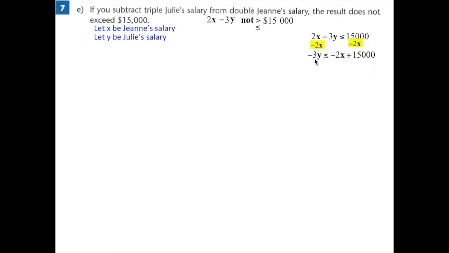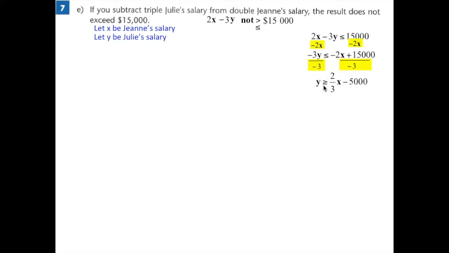I want to get rid of this negative 3. Negative 3 is multiplying the y, so I'm going to divide both sides by negative 3. When I divide the right-hand side, remember you have to divide each term by negative 3. Negative 3 divided by negative 3 is 1y, and that's why we did it, to get 1y. Because we're dividing by a negative, it's going to flip the direction of the relationship.